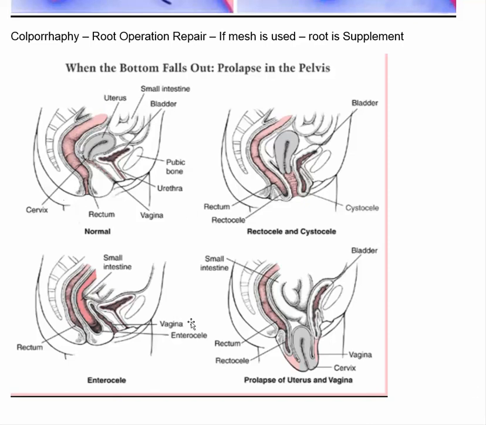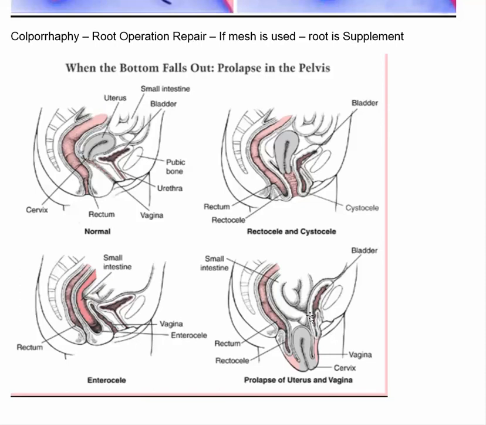So these are pictures of the normal anatomical picture, and then when a woman has a prolapse, things are coming down out of their normal position. This one here at the bottom is the prolapse of the uterus and the vagina. So we can have this suturing method that's coded to the root operation repair.